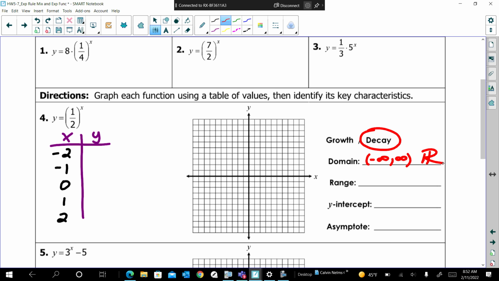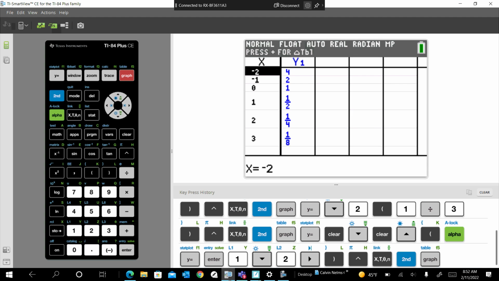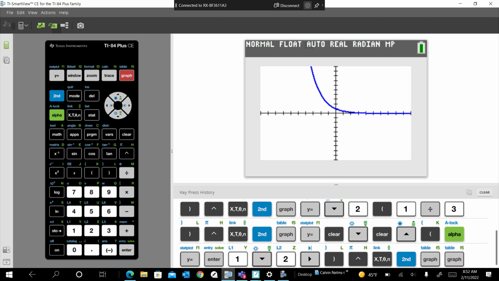Okay, your range depends on your graph. So that's different. You should be able to read the y-intercept off your graph, and you should be able to read the asymptote off your graph. So if I went straight to graphing the actual equation, this is decaying. Does the graph ever pass the x-axis? No. So that lets me know my asymptote. My asymptote is y = 0. That is the x-axis. And my range would be y is greater than 0, because it's always above the x-axis. So you just go based off the asymptote.